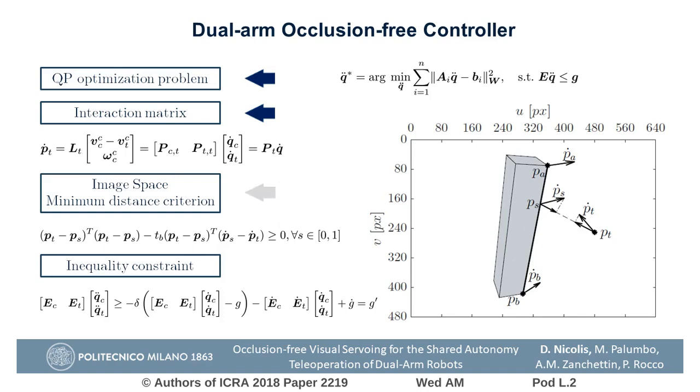To this end, an occlusion constraint is defined in the image space based on the minimum distance criterion. The idea is to prevent the robot tool from colliding with obstacles in the environment, and thus disappearing behind them. The result is then implemented in the QP controller as an inequality constraint expressed at the acceleration level.